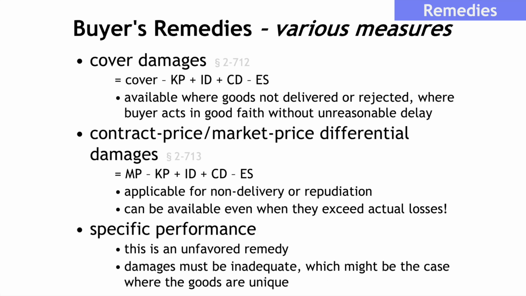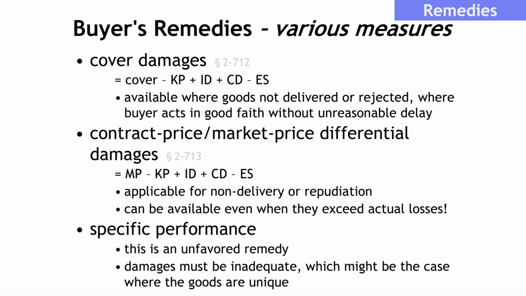Now let's talk about buyer's remedies. So the seller breaches, the buyer is aggrieved. First thing a buyer can do is cover. They can go out and buy something from someone else. So I was supposed to get a pickup truck. You didn't deliver. I had a contract to buy a pickup truck from you for $40,000.